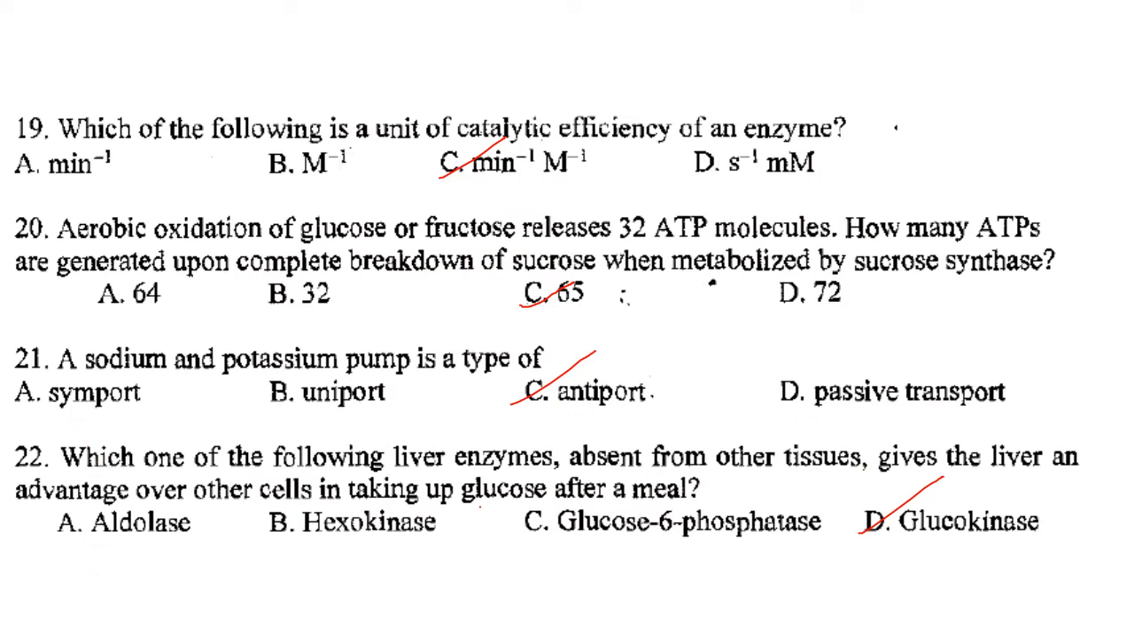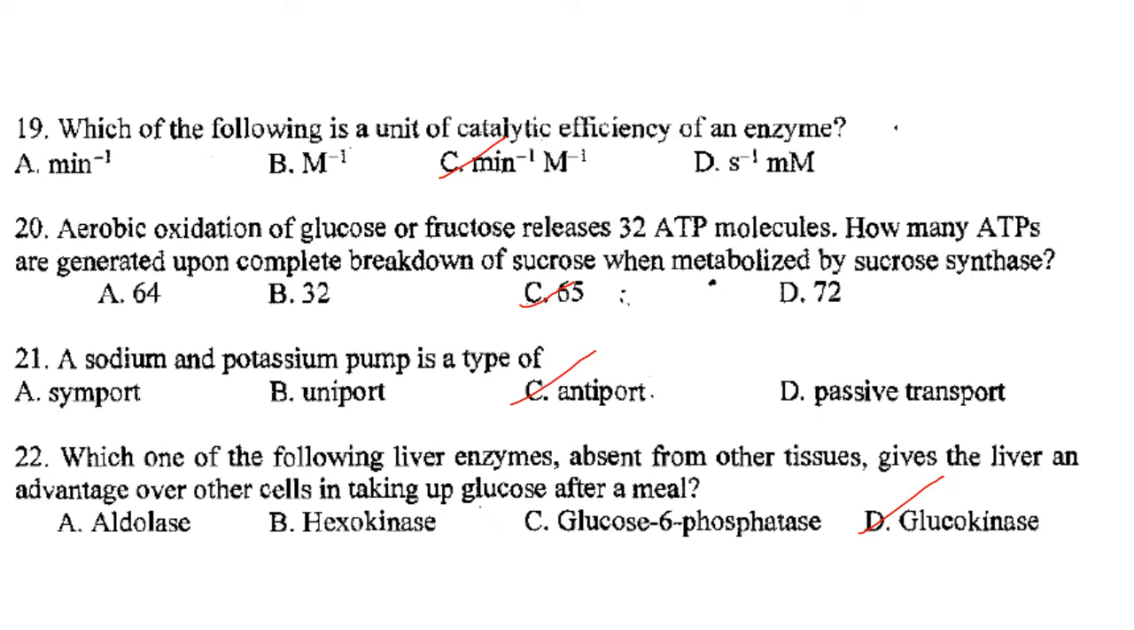Then next one. Which one of the following unit is a unit of catalytic efficiency of an enzyme? So it is per minute per molar. Okay, that is option C. Then next one. Aerobic oxidation of glucose or fructose releases 32 ATP molecules. How many ATPs are generated upon complete breakdown of sucrose when metabolized by sucrose synthase? So it is 65 ATP molecules are generated.